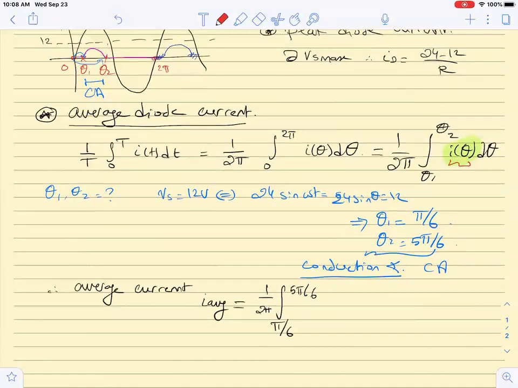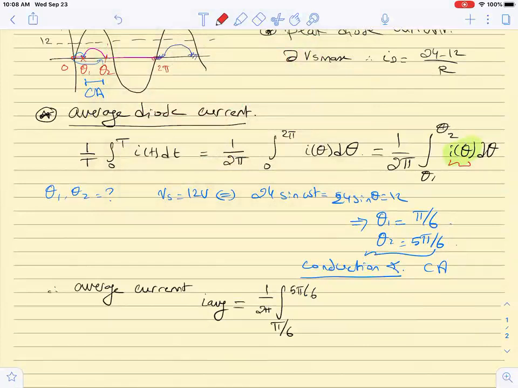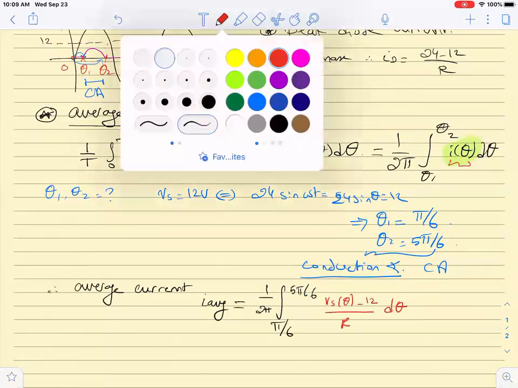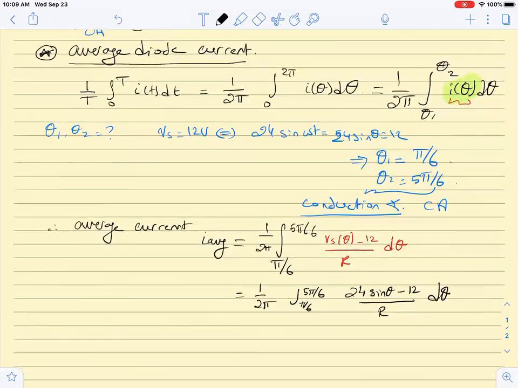So between theta 1 and theta 2, I of theta is really id, Vs of theta minus 12 over r d theta, and therefore this integral now is equal to 1 over 2 pi, integral from pi over 6 to 5 pi over 6 of 24 sine theta minus 12 over r. This integral we know how to compute, and we know the integral of the sine; r is a constant and the 12 is a constant. So we can calculate the average current this way.